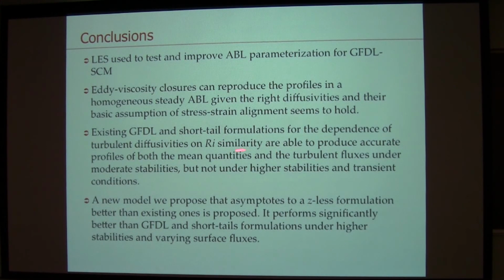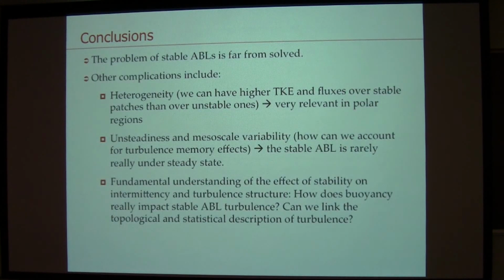We proposed a new formulation that was still very simple and was able to improve the performance of the GFDL single column model a lot. But we still had some problems under transient conditions. Again, the problem of the ABL is far from being resolved. We didn't look at heterogeneity in these single column model runs that I showed you. So what I showed you at the end tells you that heterogeneity is extremely relevant.